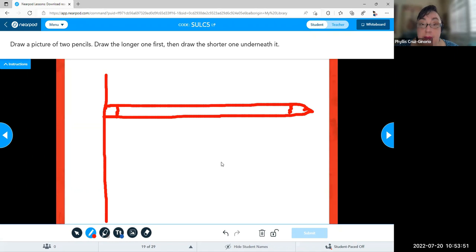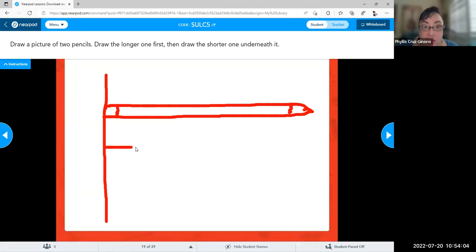Underneath it? If I draw it, can I start it anywhere? Wait, Mrs. Cruz said start it at the same line. Okay, so I have to start it back here. And let's draw a nice short stubby pencil that has been sharpened a lot. And so it's much shorter. What do you guys think?